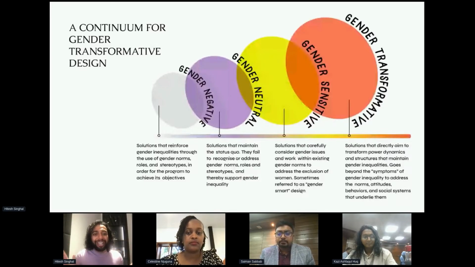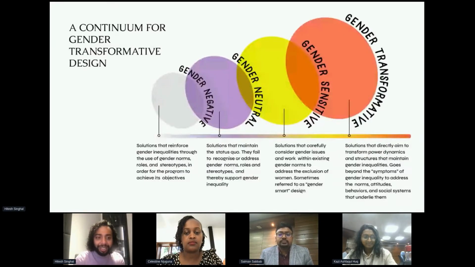A gender neutral space might be open and available to anyone who walks in, but with no consideration of gender, so women, girls and non-binary people might not be able to access these spaces at all. So when we say gender neutral, it's completely failing to recognize that gender is playing a role there.